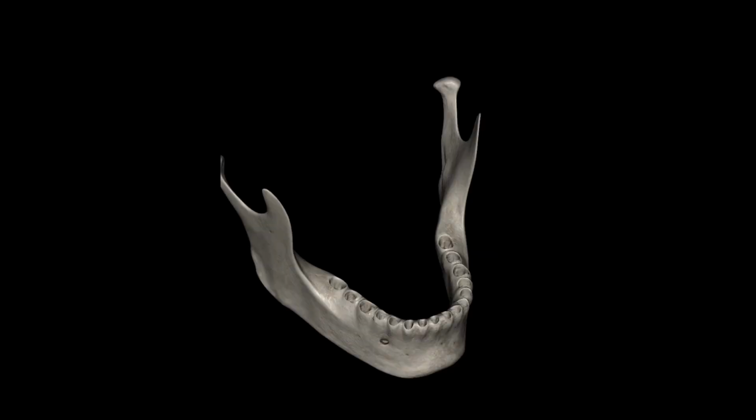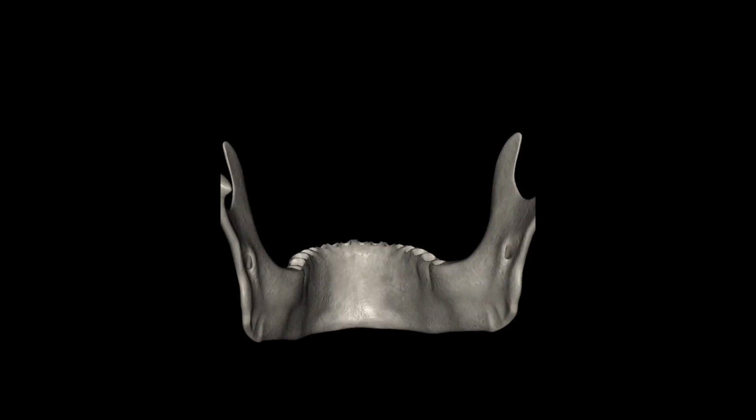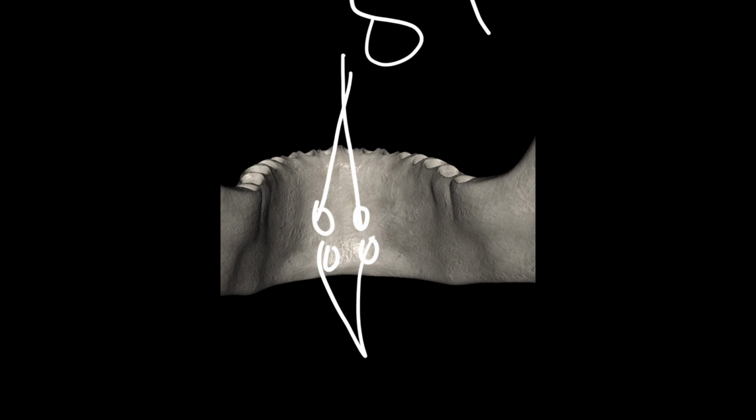On the upper border, these are known as alveolar sockets, and the bone here is alveolar bone. These sockets hold the teeth. Coming to the internal surface, there are 4 tubercles on the lingual side of the incisors. These are superior genial tubercles and these are inferior genial tubercles.